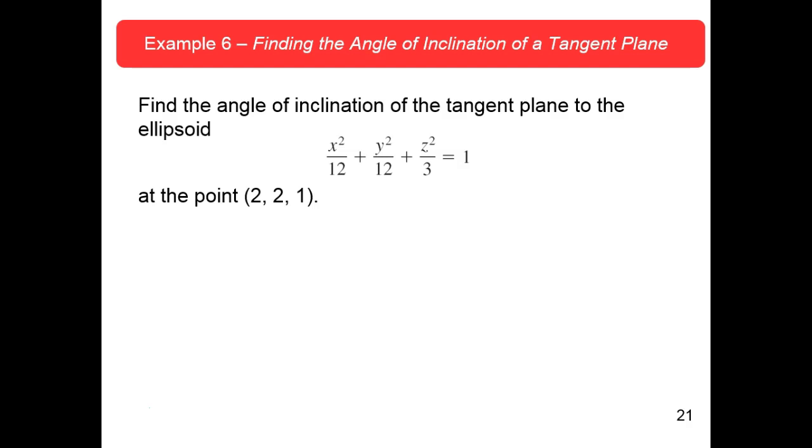I guess example 6 is going to show us that. Find the angle of inclination of the tangent plane to the ellipsoid. And this ellipsoid, they've written in standard form now. You could have written that x squared plus y squared plus 4z squared is equal to 12. That would have been like the last ellipsoid we had. At the point 2, 2, 1. Well, pardon me, but I've got to check and make sure this works. 4 over 12 is 1/3, and 4 over 12 is 1/3, and 1 over 3 is 1/3. They add to 1. Yes, that works. That point is on that ellipsoid. Plenty of other points there, but that's one.